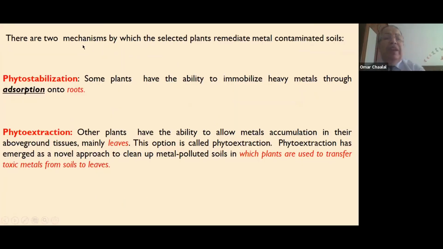And here, how the mechanism of the plants remediate. We have two phenomena. The first is phytostabilization. Some plants have the ability to immobilize the metal with absorption to the roots. So they take the metal from the soil and take it to their roots. The other one, they take the metal from the soil and take it to the leaves. And this phenomenon is like a novel approach to clean a metal-polluted soil.